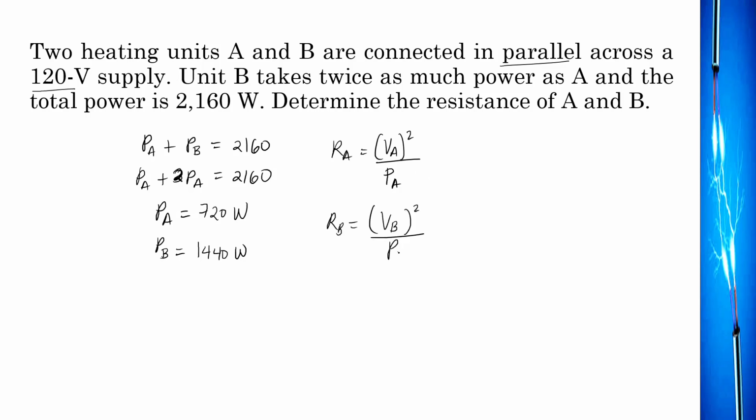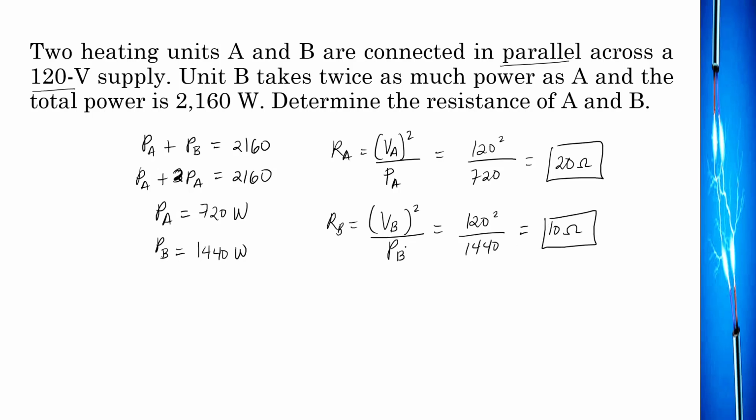Okay, again, parallel connection, ibig sabihin, equal lang ang voltage. So, dito 720. Dito naman 120. Tapos 1,440. And so, I think mas mababa yung resistance nung sa B. So, dito makukuha natin ay 10 ohms. Meanwhile, dito ay 20. So, yan. Okay. So, napakadali lang ma-solve itong mga items na ito. Okay. So, you have 20 ohms for A and 10 ohms for B.